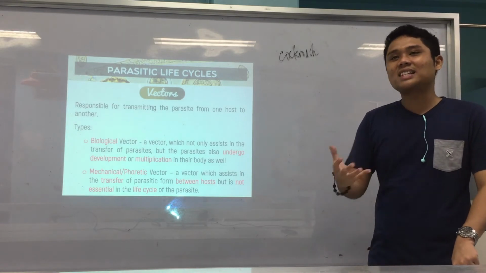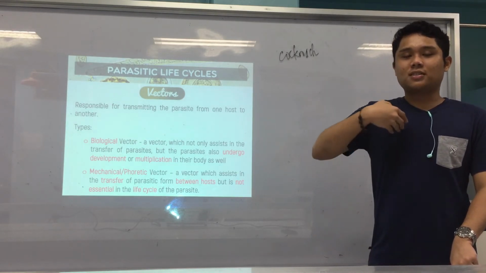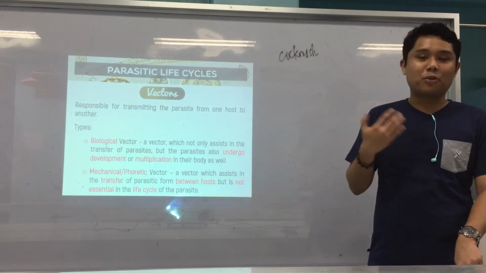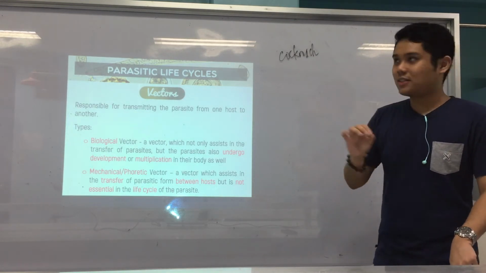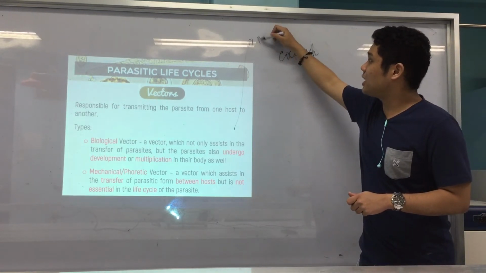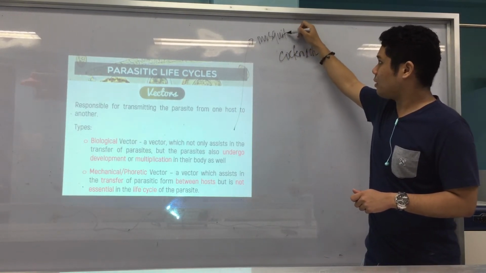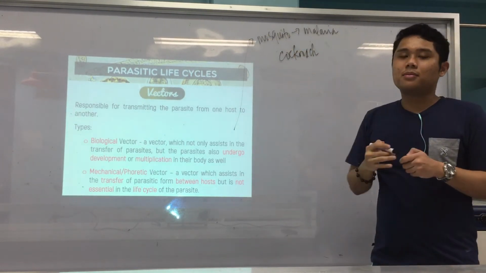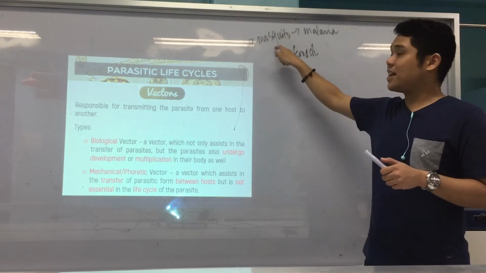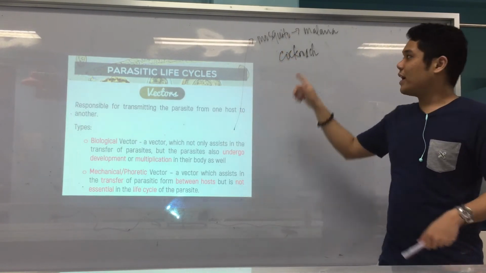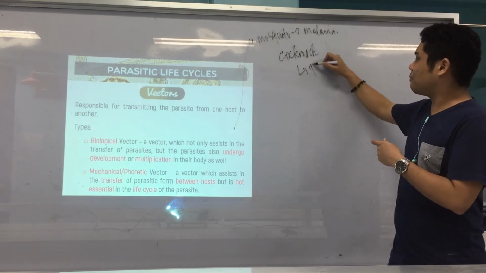So it's not necessarily multiplying within the body of the cockroach. There's no sexual reproduction here, so it's just for that. Whereas an example of a biological vector is mosquito for malaria. For malaria, your malarial parasite undergoes development within the body of the mosquito. All right, that's an example of a biological vector. Understood? Okay, cockroach guys, please take note.